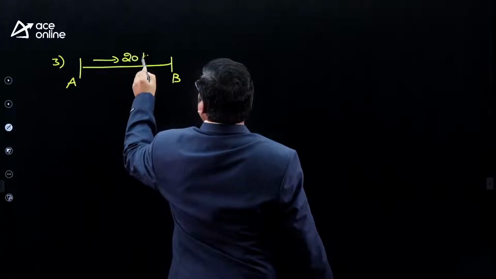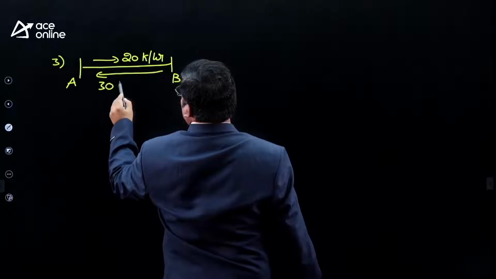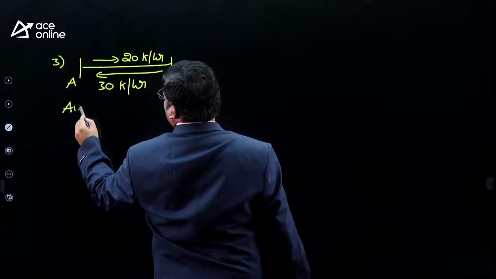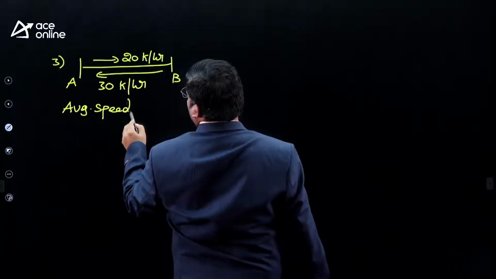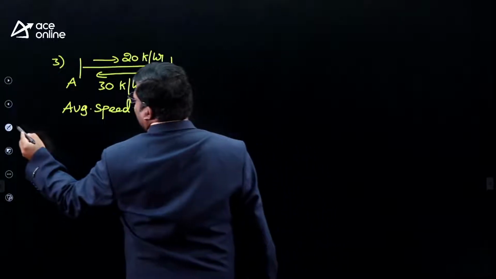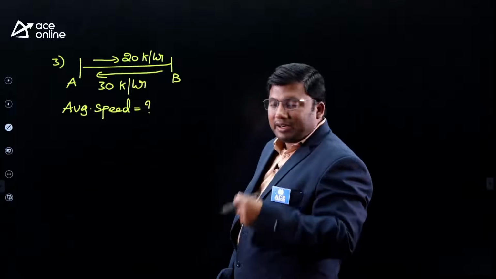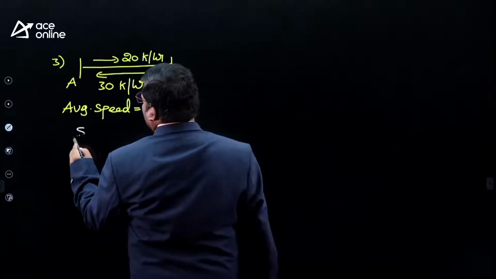A to B, 20 km per hour. B to A, it is 30 km per hour. Find the average speed from A to B. 20 km per hour, 30 km per hour. What we will do is, what is the speed ratio?